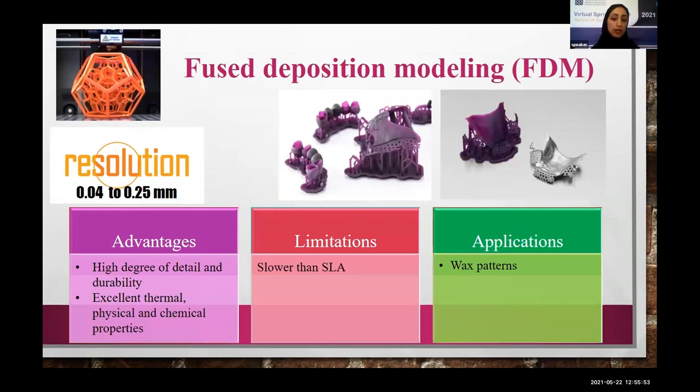Fused deposition modeling, or FDM, is slower than SLA, but the final products have a high degree of detail and durability with excellent thermal, physical, and chemical properties. The wax filament can be used to produce wax patterns of fixed and removable denture frameworks. The typical layer thickness is 0.25 of a millimeter. However, layers as fine as 400 of a millimeter can be deposited with certain material.